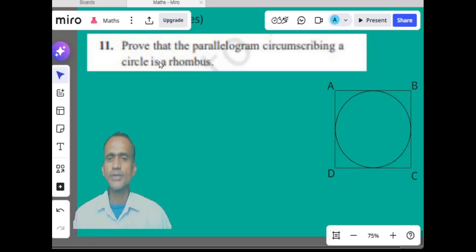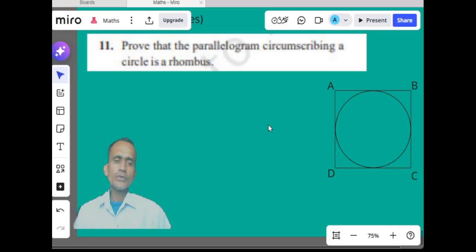So in the question, we are given that there is a parallelogram and it circumscribes a circle. So if it circumscribes a circle, then it is a rhombus. That means that these sides touch the circle.